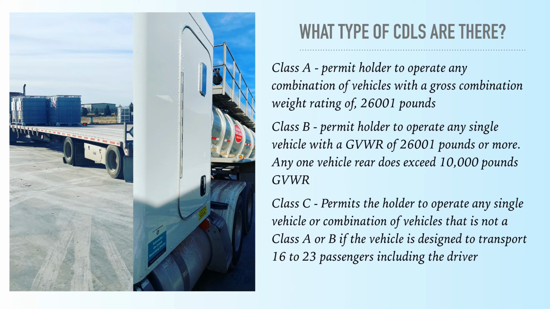Class A permits the holder to operate a combination of vehicles with a gross combination weight rating of 26,000 pounds. Class B permits the holder to operate any single vehicle with a GVWR of 26,001 pounds or more. Class C permits the holder to operate any single vehicle or combination of vehicles that is not a Class A or Class B, if the vehicle is designed to transport 16 to 23 passengers, including the driver.